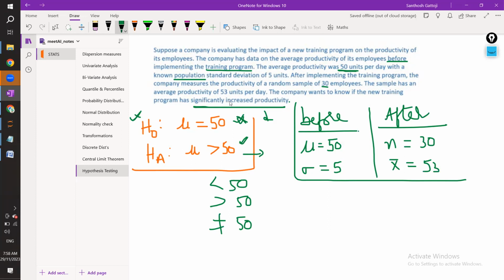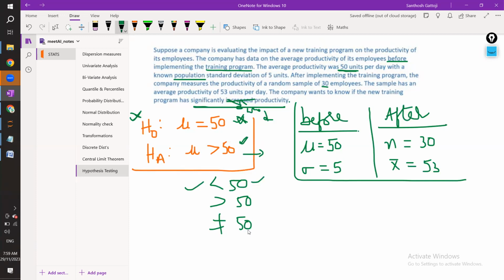But if he had asked about a decrease instead of an increase, then I will take less than 50 and do the test. If I reject the null, I will accept less than 50 and say there is a chance that the training has decreased the productivity. But if instead of asking about decrease or increase he just says check what has happened, what is the effect, I don't know whether it is positive or negative, just check the effect, then I will consider not equal to 50.